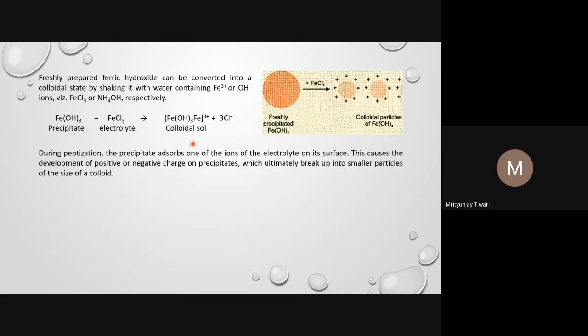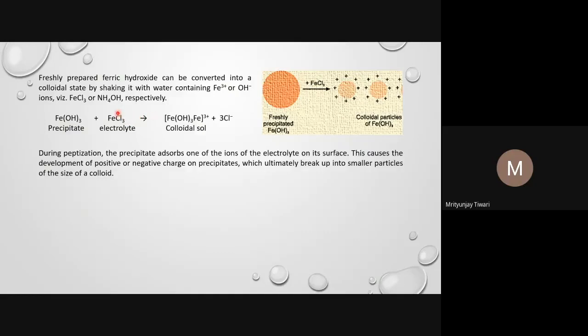Let us see one example of the peptidation. So freshly prepared ferric hydroxide can be converted into a colloidal state by shaking it with water containing Fe3+ ion or OH- ion. So the electrolyte which contains Fe3+ ion could be FeCl3 and the electrolyte containing OH- ion could be NH4OH. And so let's see this freshly prepared Fe(OH)3 precipitate. This Fe(OH)3 precipitate with addition of FeCl3, the Fe3+ ions will be there. This will be broken into Fe3+ ions plus 3 Cl- ions.